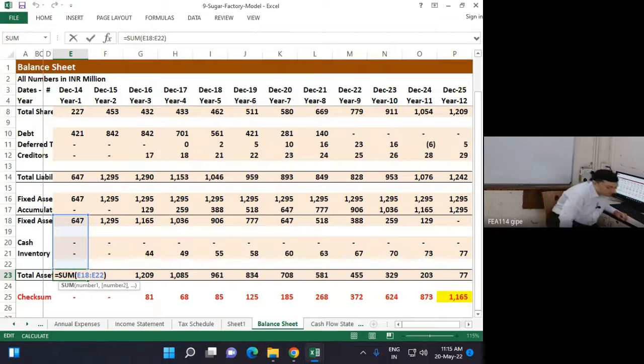Good. Now in the cash flow statement, we will just have to change one table there. In the meantime, you can start with the cash flow statement and tell me cash flow from operation for year 12.